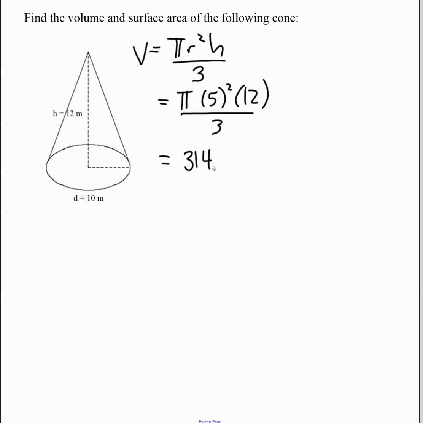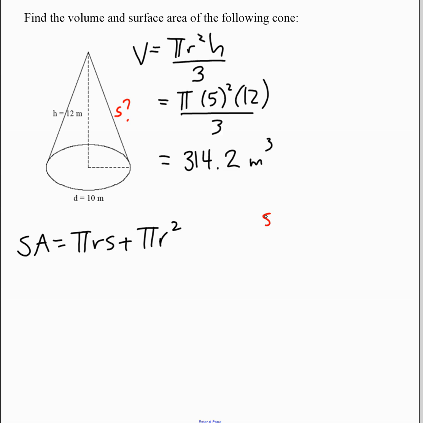So we get 314.2, and volume is meters cubed. So that was pretty straightforward. But let's find the surface area. A little bit more challenging. So our formula is pi r s, which is the lateral part, plus pi r squared, which is the bottom circle. Now we don't have s. It didn't give us s, so we need to use Pythagorean theorem to find that.